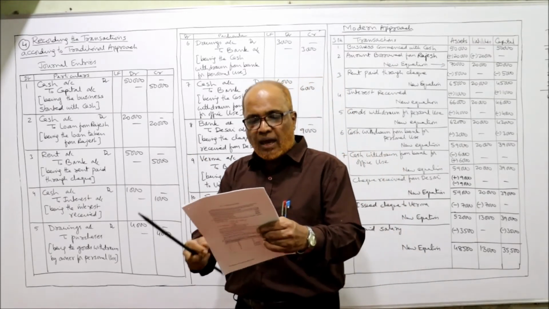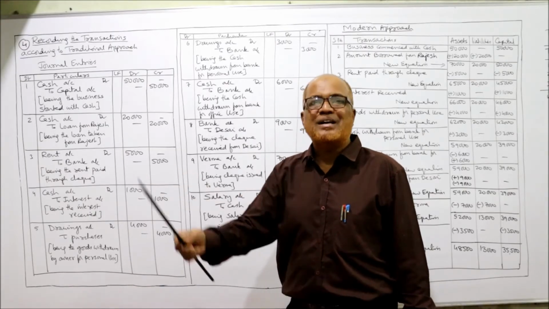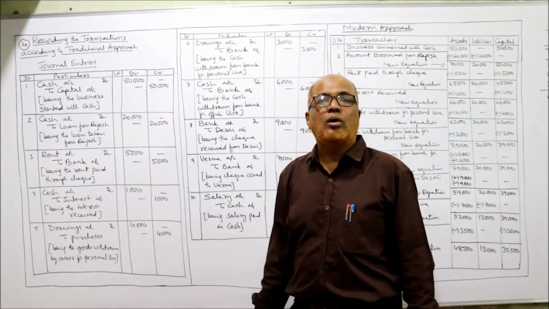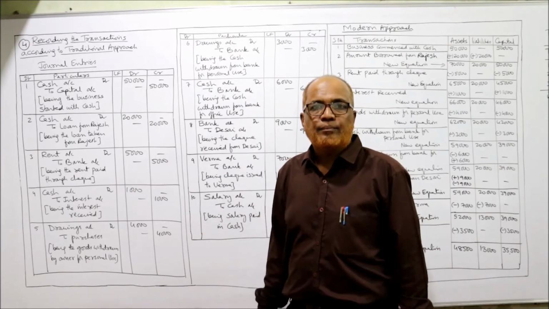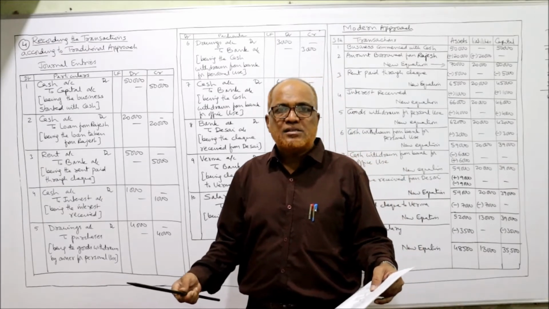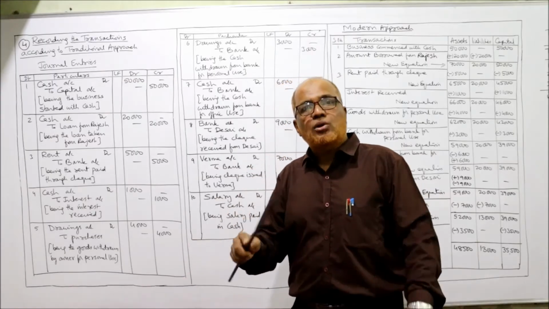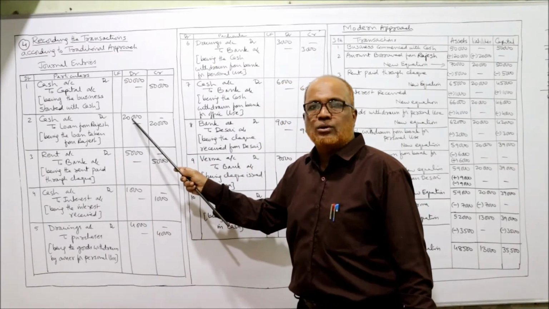Now the second entry: amount borrowed from Rajesh. Rajesh is a person. Borrowed means loan taken. When a loan is taken, cash is coming in. We have a business, and we have taken a loan from Rajesh, so cash is coming in. So cash account is debited. See here, cash account debit 20,000.